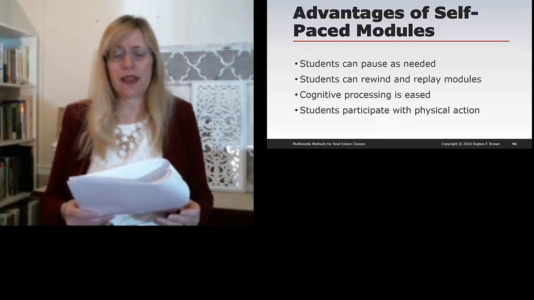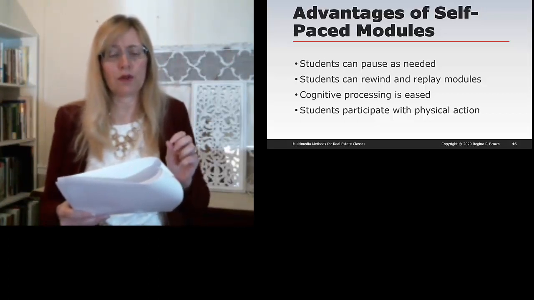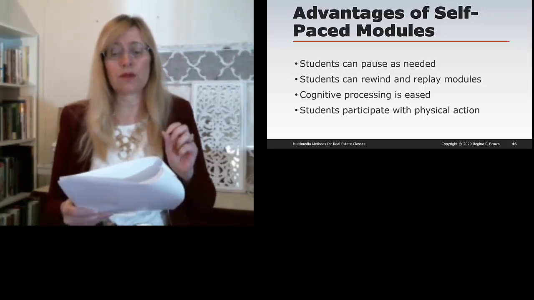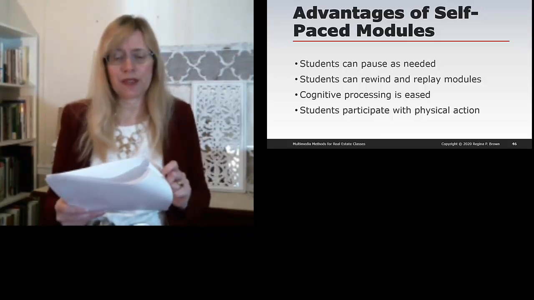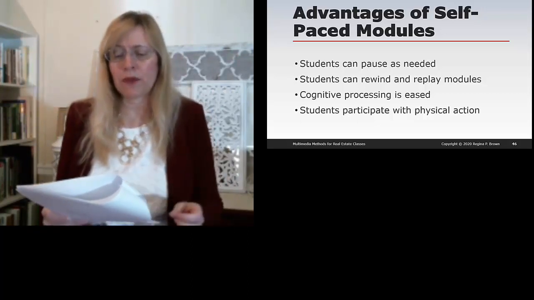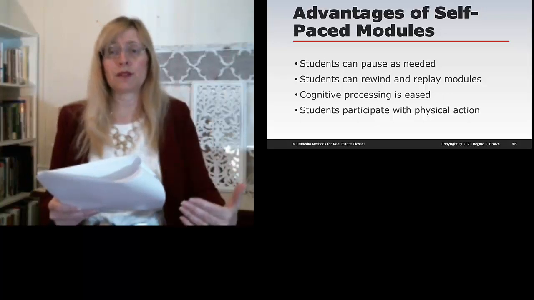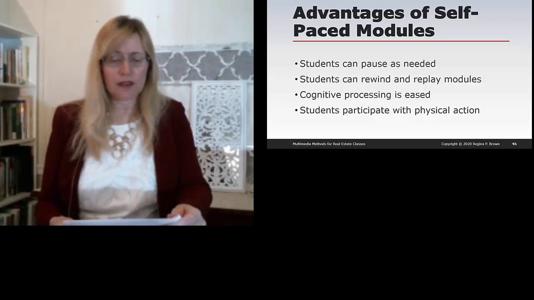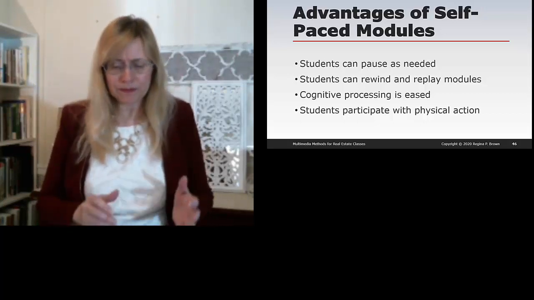Cifuentes et al. state that, quote, diligent learners often like to view course content over and over and prefer to receive course content through multiple modes. That's in 2016, page 557. Cognitive processing is eased and students can rapidly make sense of the material when they're moving forward at their own desired pace. An additional bonus of self-paced modules is that students must click the buttons to move forward.